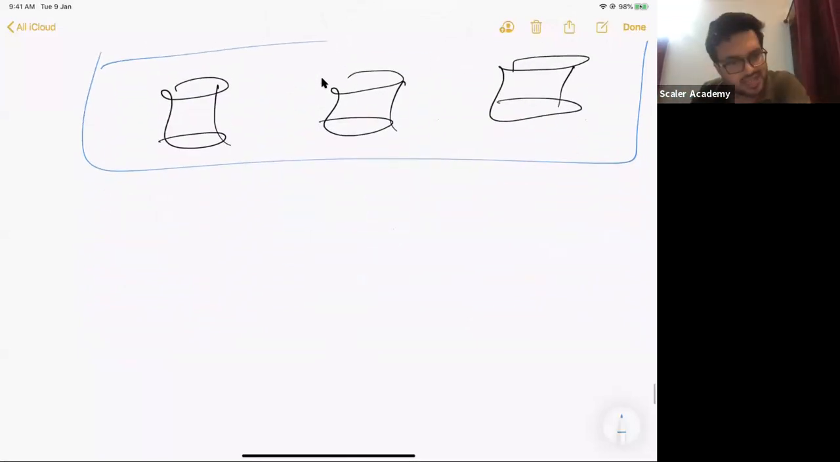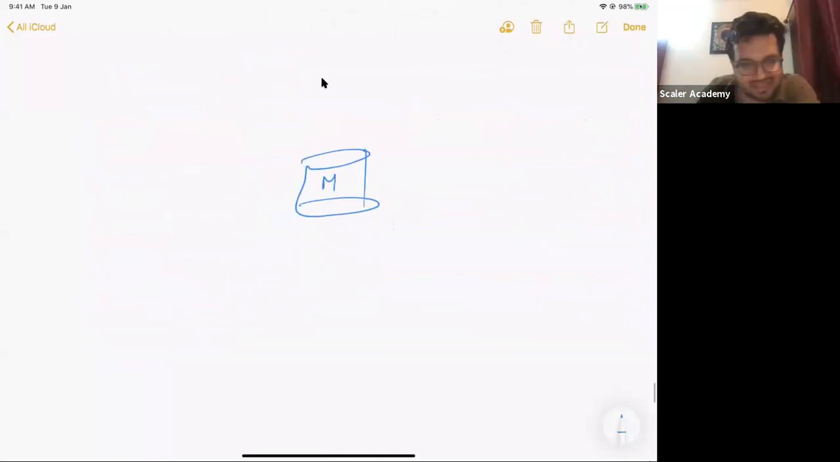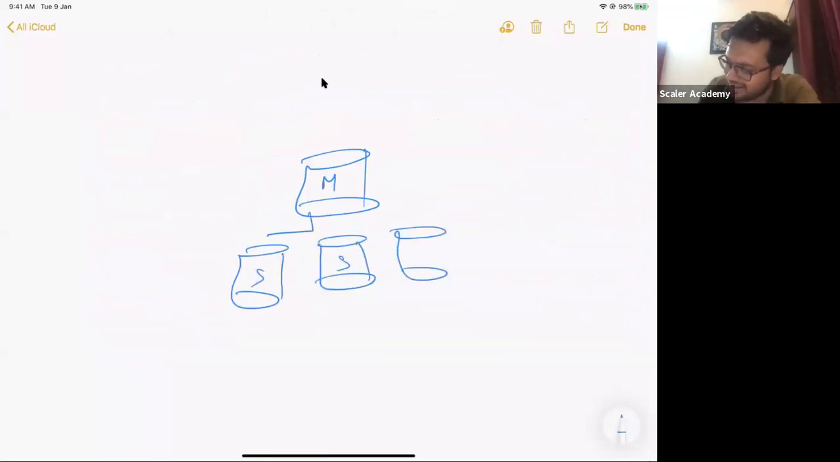Let's not assume that there are many boxes right now. Let's assume there is only one box and it is dealing with a lot of writes. Now I am posing a question. If I just have that one box and make it master slave, can I actually handle a lot of writes using master slave? The answer to that is no.